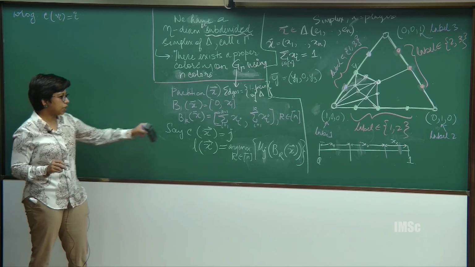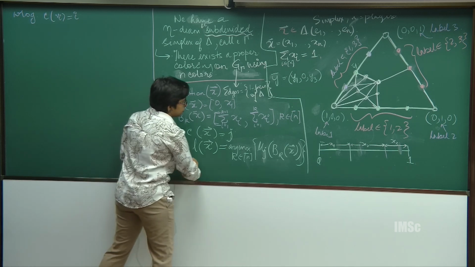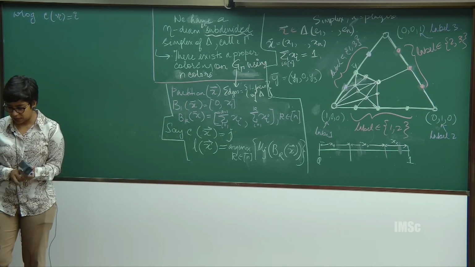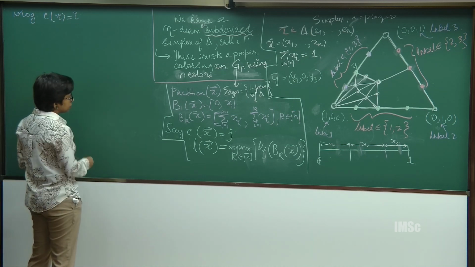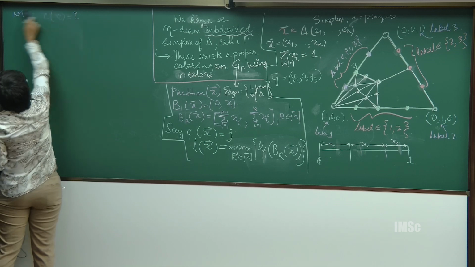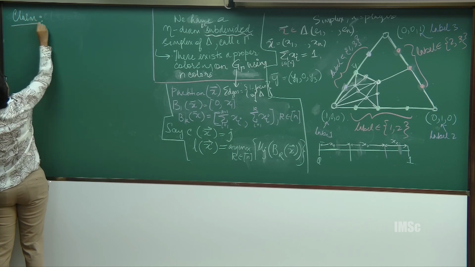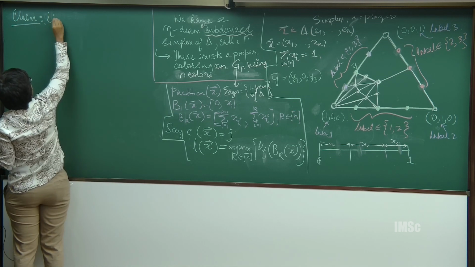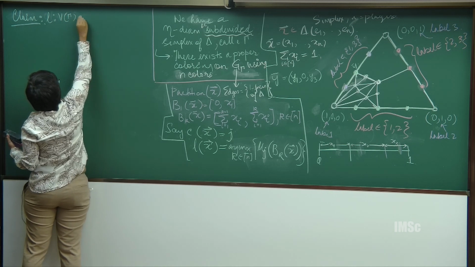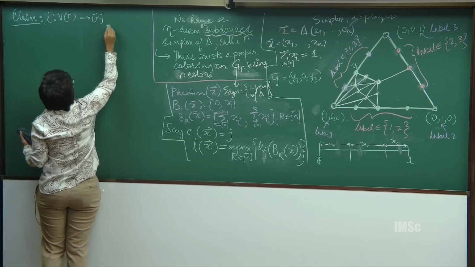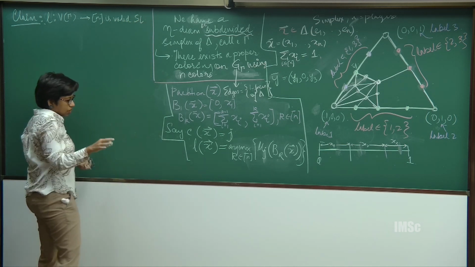This is what will define the labeling of a point. It is defined with respect to the coloring and this type of partitioning. I think we covered this last time. So the claim is that this function L is a valid Sperner labeling. Let us not say coloring, let us call it labeling.